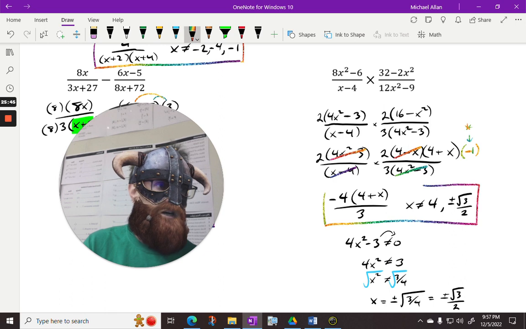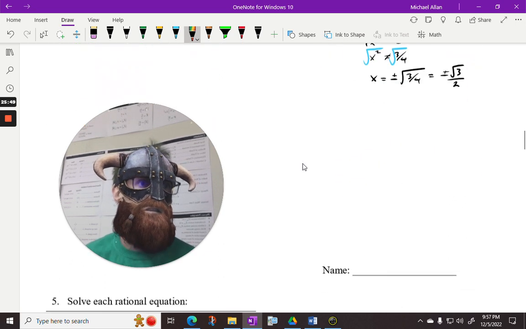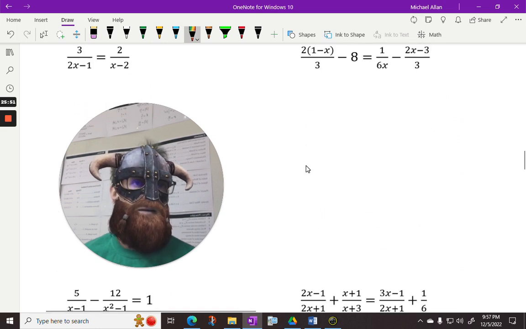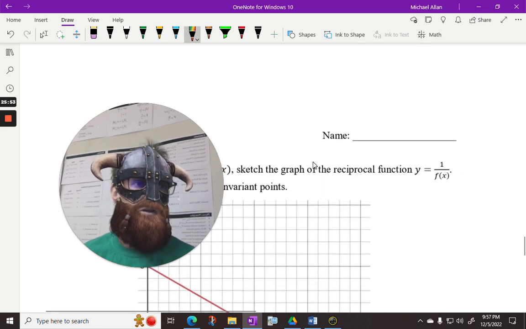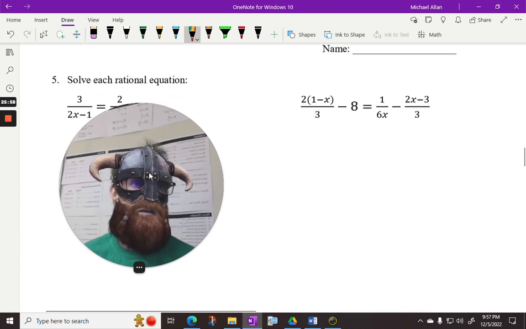But we still get those non-permissible values. What do we have, 25 minutes? I thought it was going to be a bit faster. All right. Oh yeah, we got quite a bit, and then we got to draw the rational expressions, or reciprocals there. That's fine. We'll take our time.